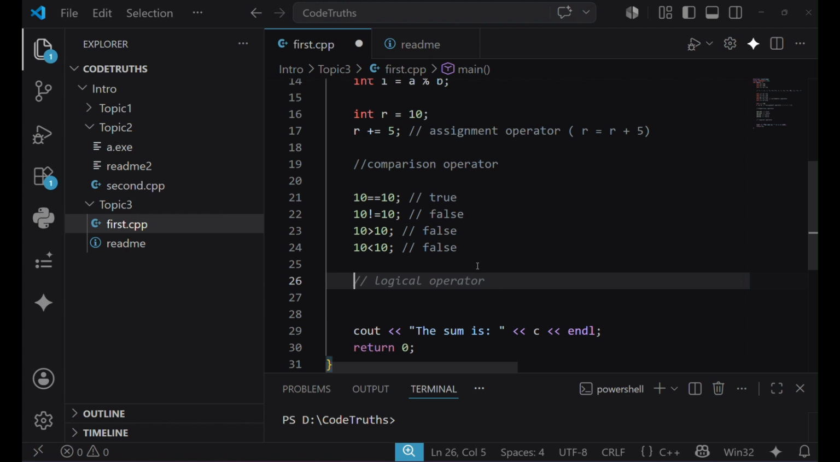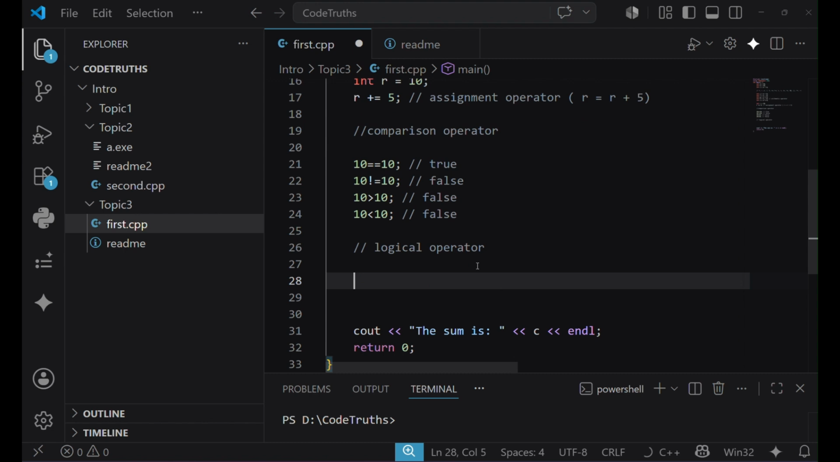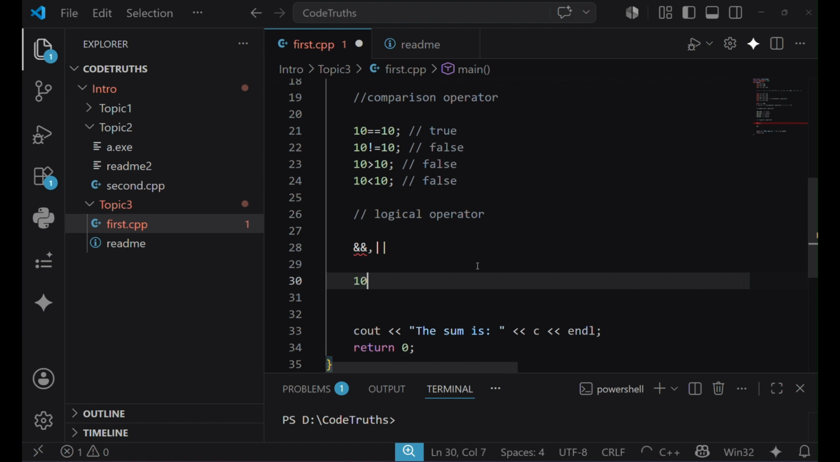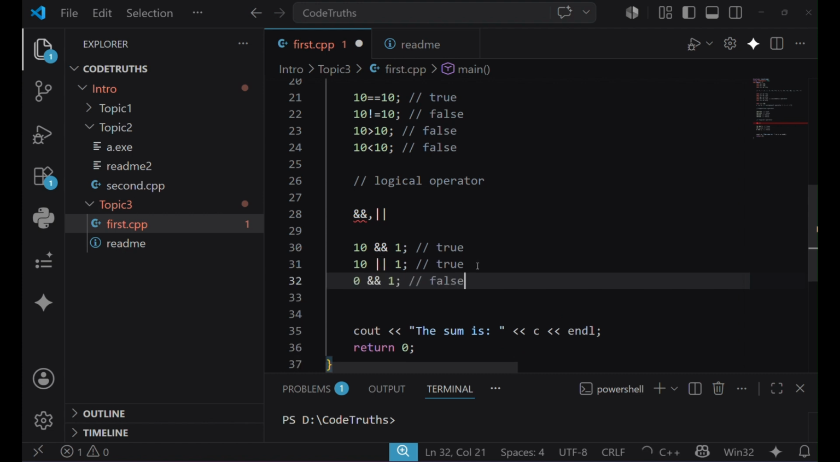There are some other operators called logical operators. These logical operators are used to combine two conditions. They include and, or, like this. For example, 10 and 1. That means true, and this means true, and this means false. It checks if this is true and this is true, then it is true, because both conditions need to be true for the and logical operator. But in the case of or, if any one of them is true, then it is marked as true.